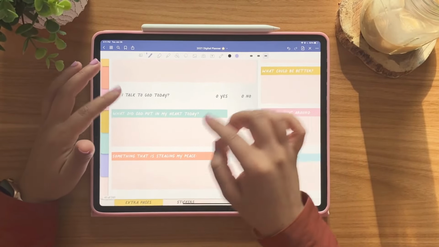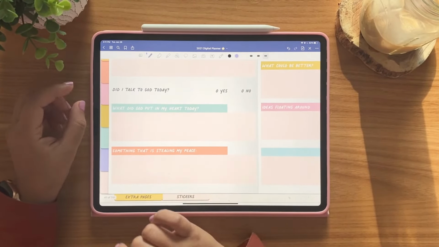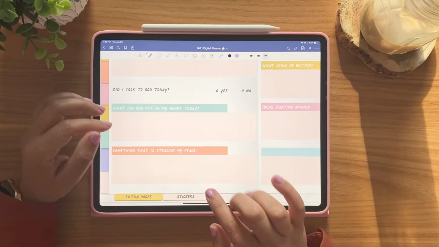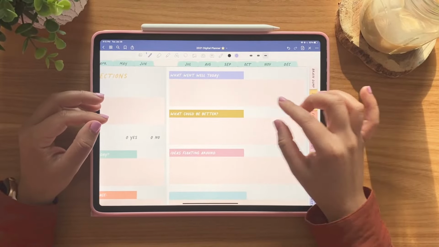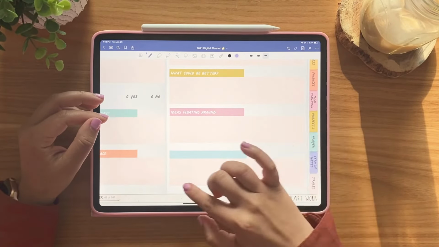Something that is stealing my peace. Maybe I got in a fight with my husband, or I got in a fight with my mom, and it's stealing my peace. Write down things that are stealing your peace. What went well today? What could be better? Ideas floating around. And then you have a blank one.